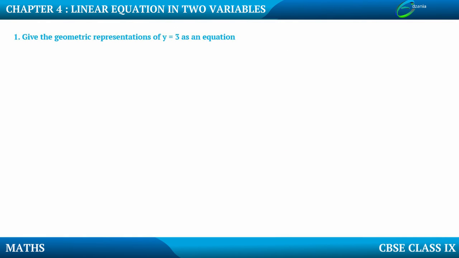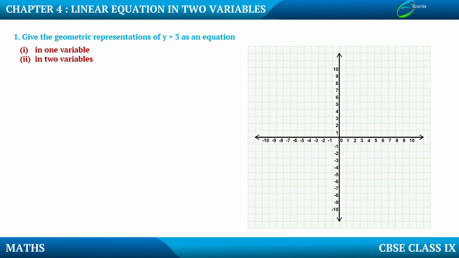So give the geometric representation of y is equal to 3. So we are going to draw y is equal to 3 as an equation in one variable and in two variables. So in one variable, it is very simple. First of all, we need a graph paper. The only thing that we are supposed to remember is in one variable, y is equal to 3 will be considered as a point. Y is equal to 3 is a point in one variable, and in two variables, y is equal to 3 will be considered as a line.